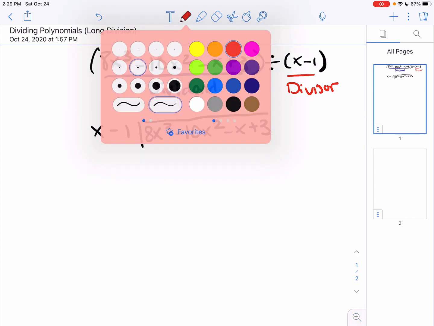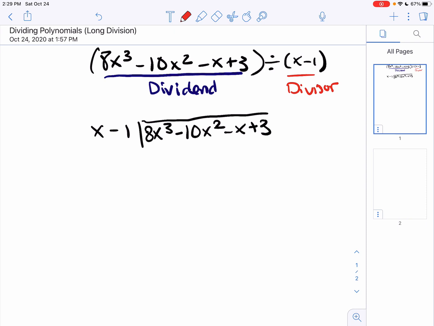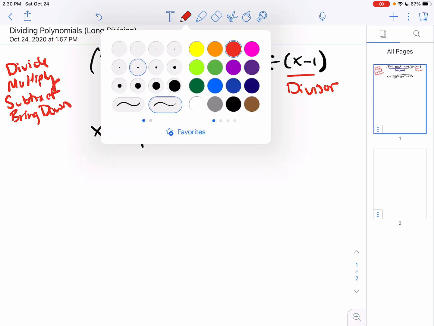So I like to make a checklist of things that I need to do to complete the problem. First I need to divide, then I need to multiply, then subtract, and then bring down. All right, so let's start it off.